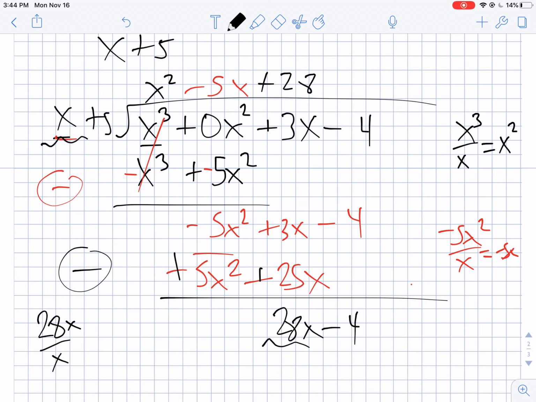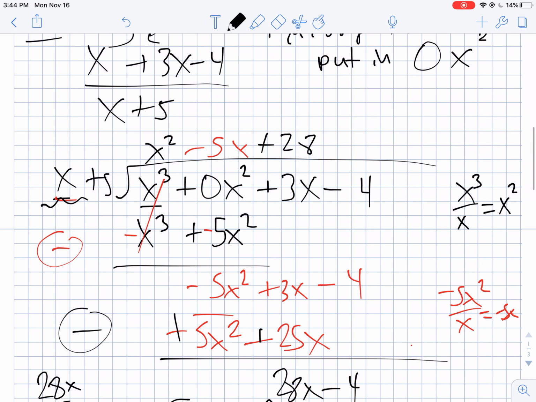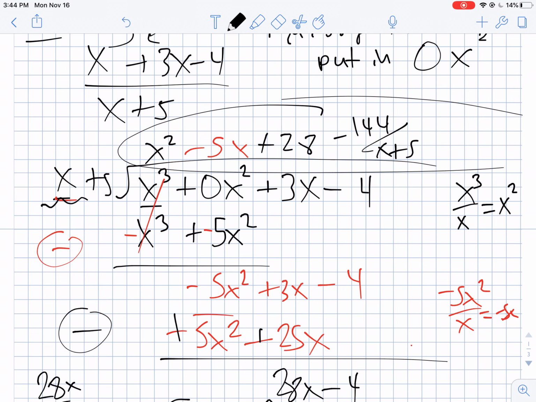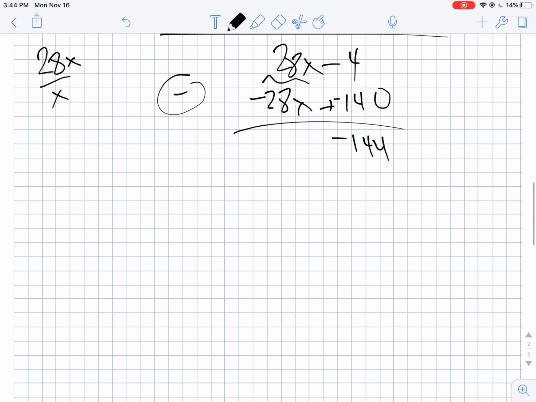The numbers are getting a little big here. So this is a 28x, 5 times 28 is 140. So when we subtract this, we do minus minus. So this gives me negative 144. Okay, now I'm out of x's, that's my remainder. So minus 144 divided by x plus 5. Okay, and that's my answer. So again, we divide, multiply, subtract, and then write out that remainder after doing that repeatedly.